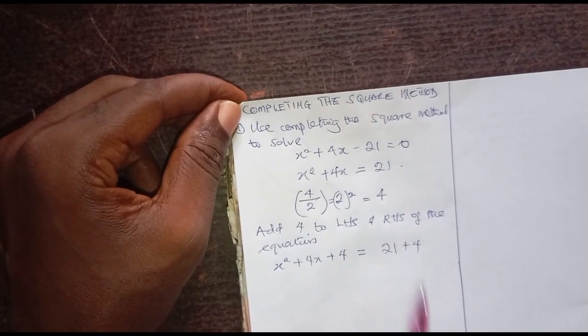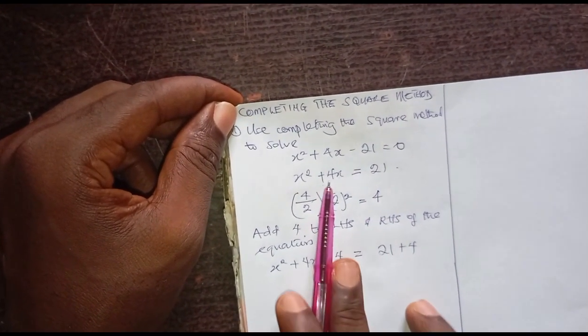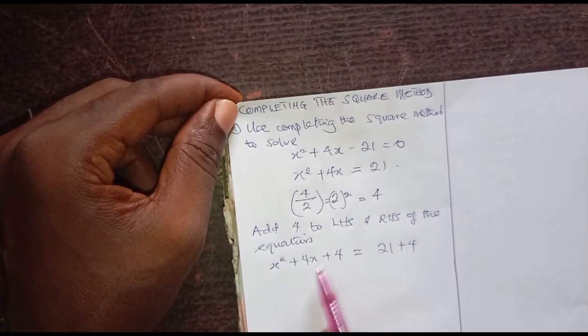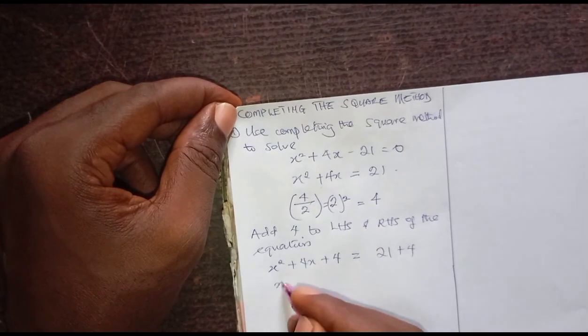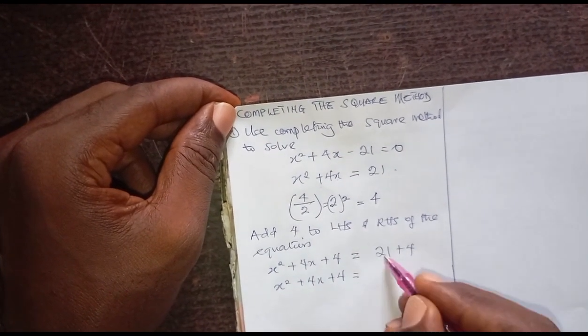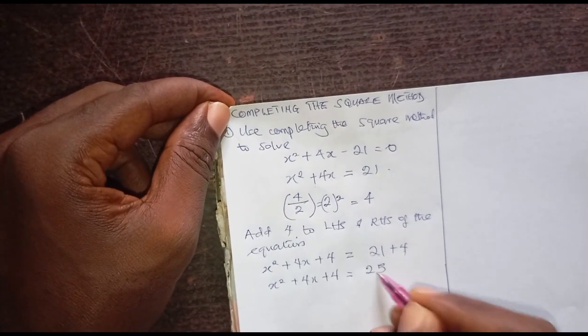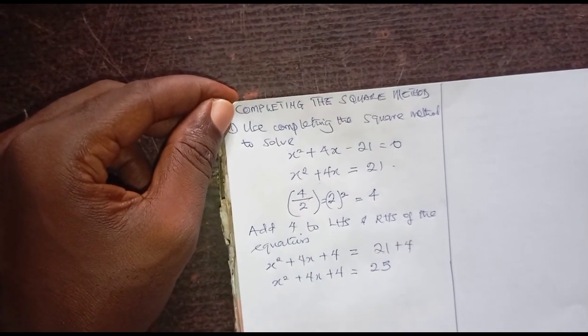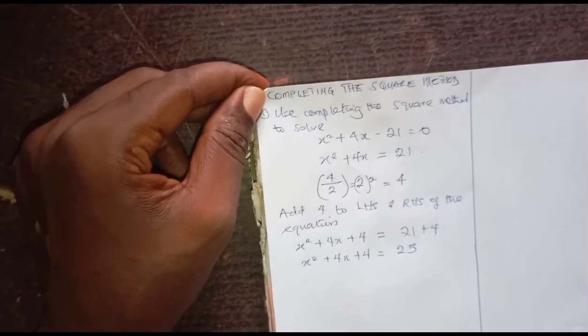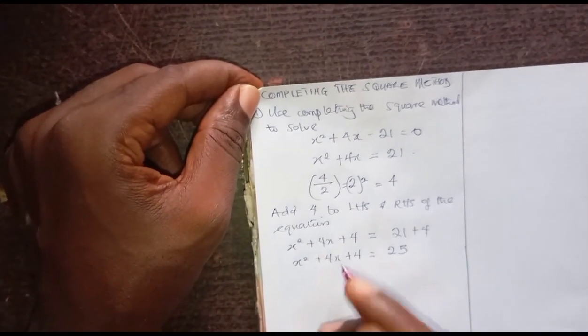So as you can see, 4 is that value that will be added to this equation that will make this equation a complete square. Now we have this and we have that. So I'm going to have x squared plus 4x plus 4 equals 21 plus 4, that's 25. Now I've been able to get this. Now we go to the next step. Now the next step here is to factorize the left-hand side.